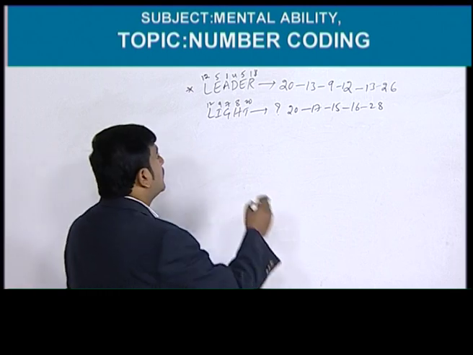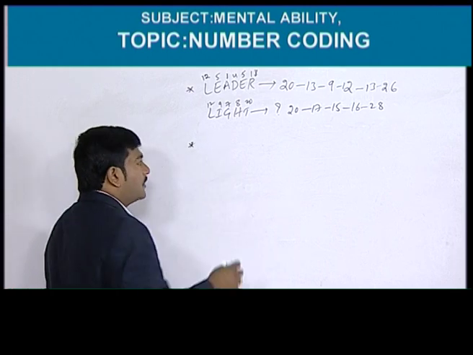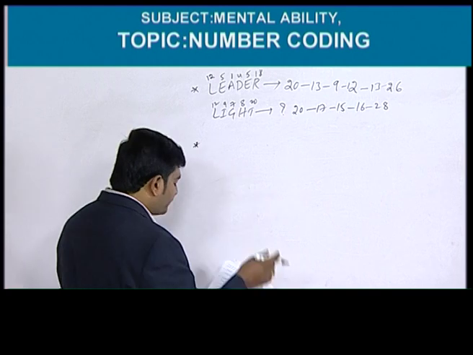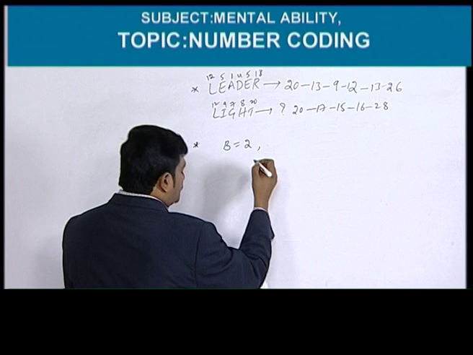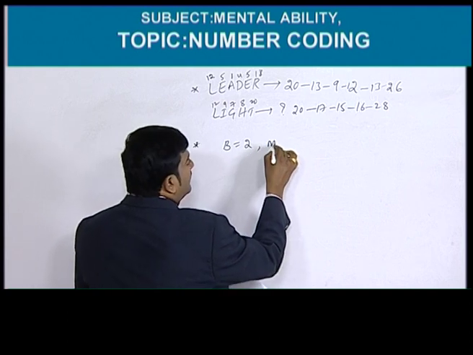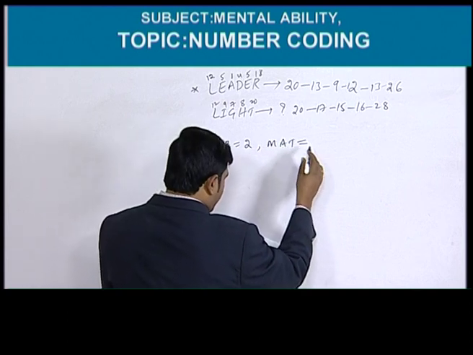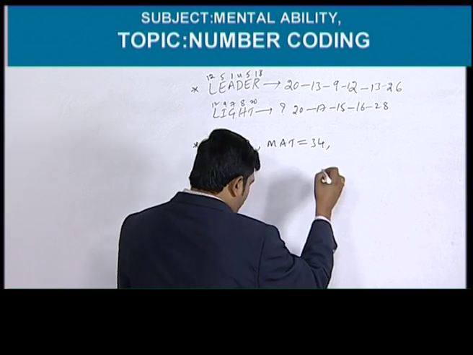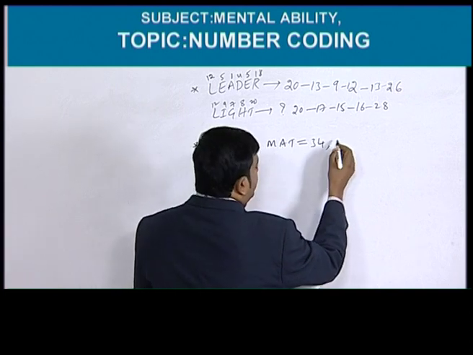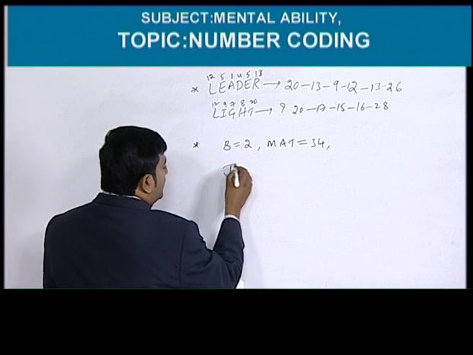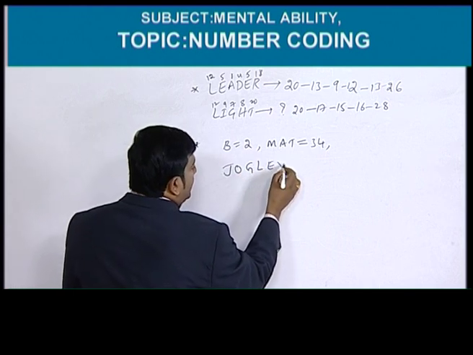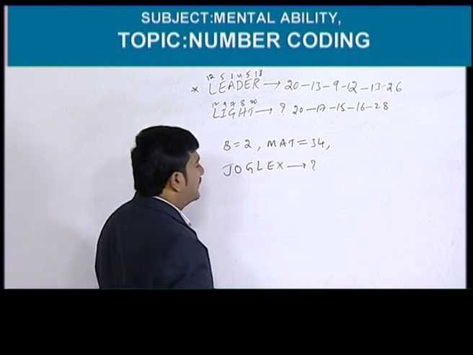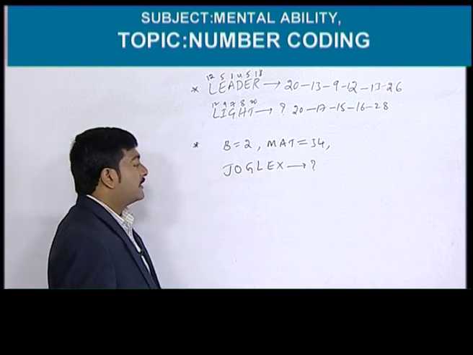Okay, I hope you understood this example also. Now we'll take one more example. Let's say in a certain code language, he mentioned B is equal to 2. Similarly, MAT is equal to 34. Then he asked to find the code for the word JOGLEX. I repeat, he asked to find the code for the word JOGLEX.